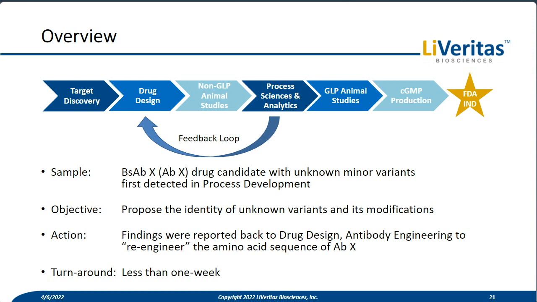The objective of the project was to propose the identity of these unknown variants and perhaps also propose the identity of its modifications. So the findings were to be reported back to drug design or antibody engineering so that they can re-engineer the amino acid sequence of antibody X depending on the findings. And the turnaround time agreed with our client is less than 1 week.